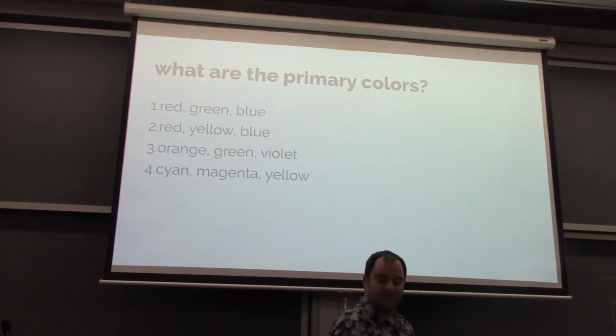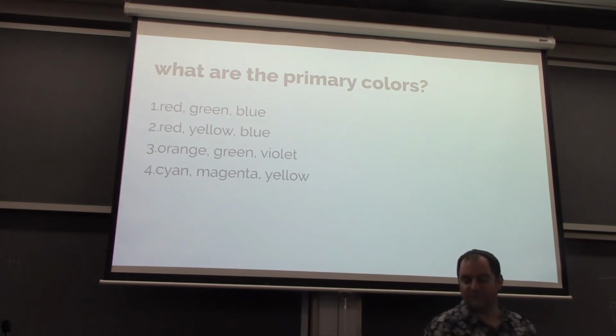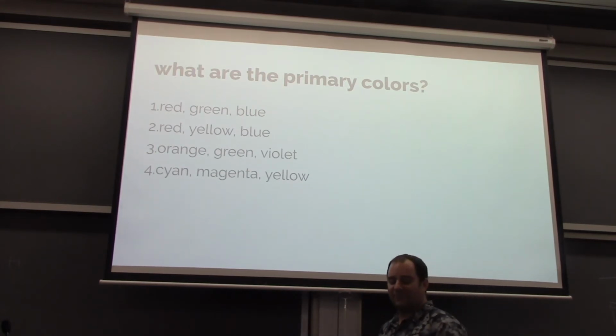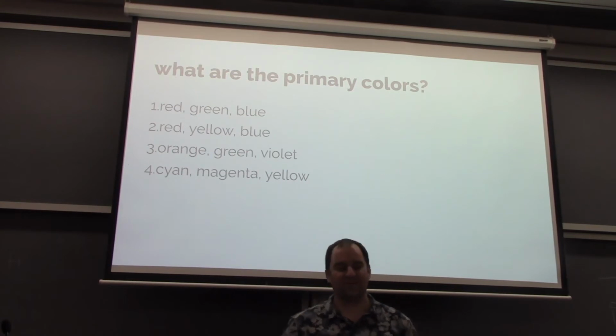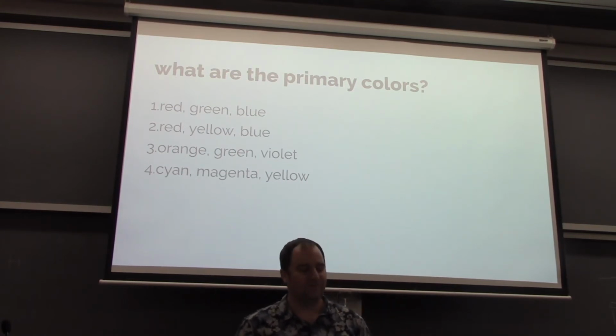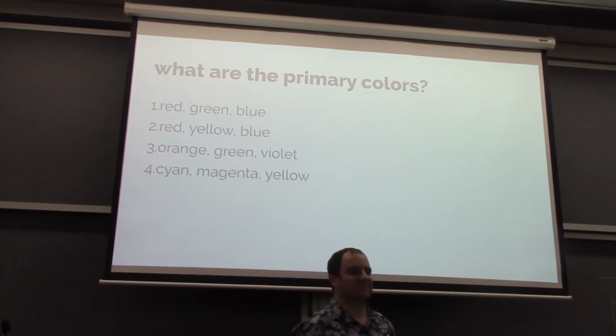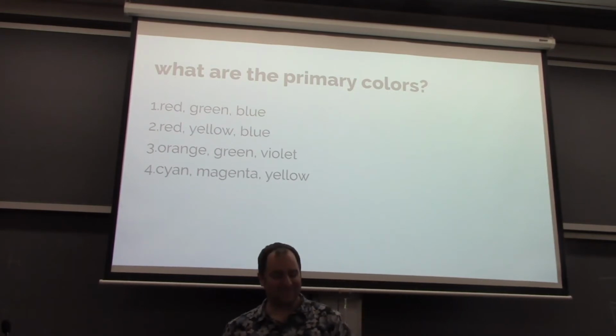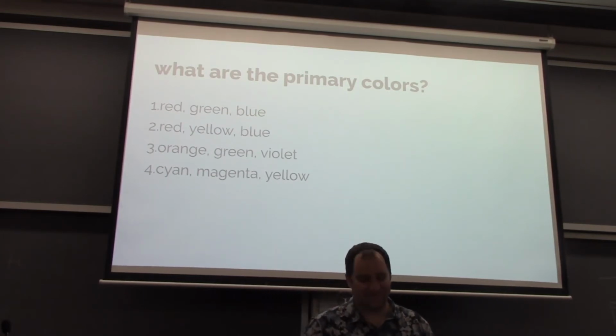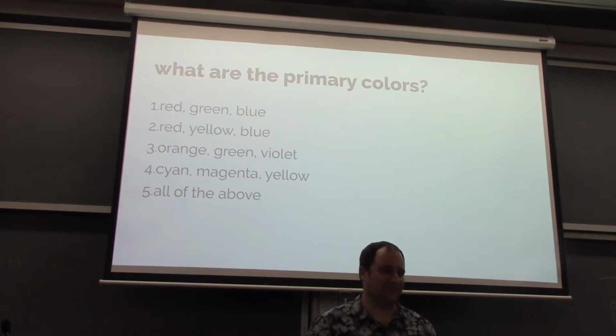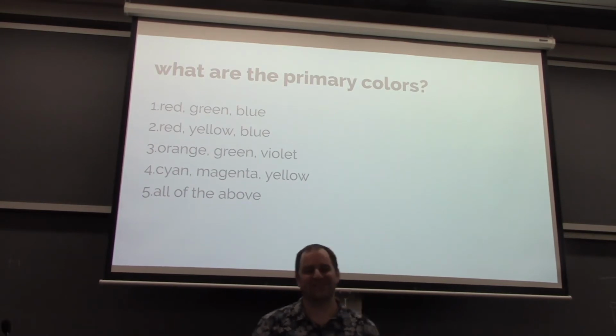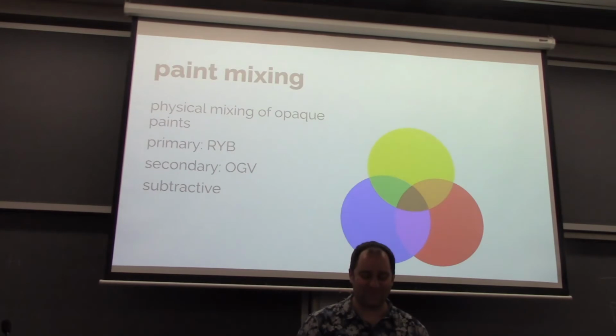So, quiz. What are the primary colors? Red, green, blue; red, yellow, blue; orange, green, violet; cyan, magenta, yellow. Who thinks 1? Who thinks 2? Who thinks 3? Who thinks 4? We don't have any printers here. The answer is all of the above. So it depends. What does it depend on?